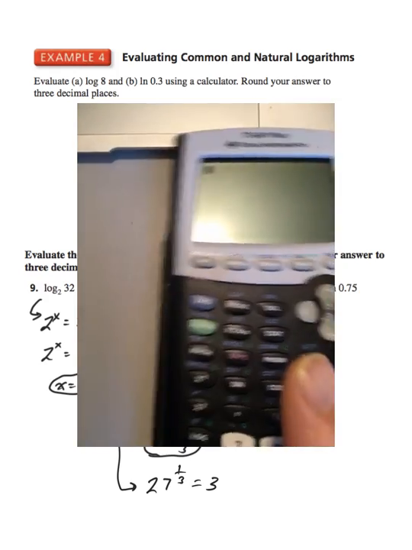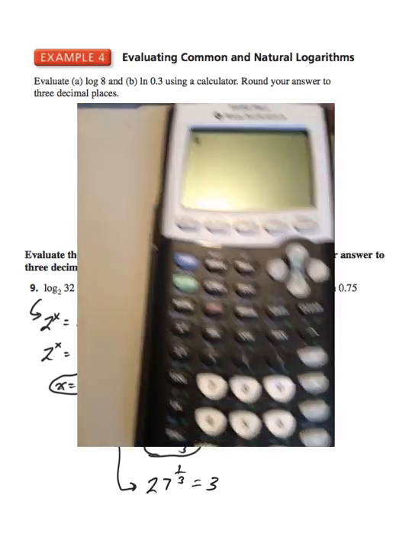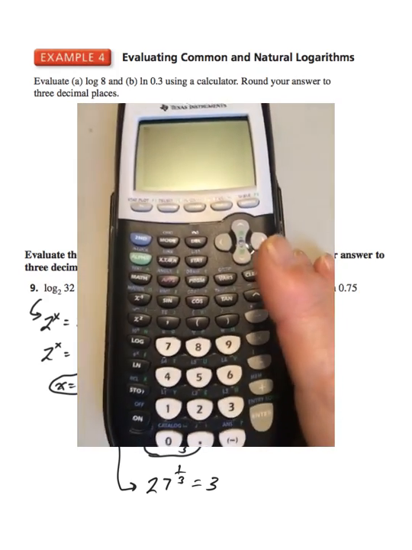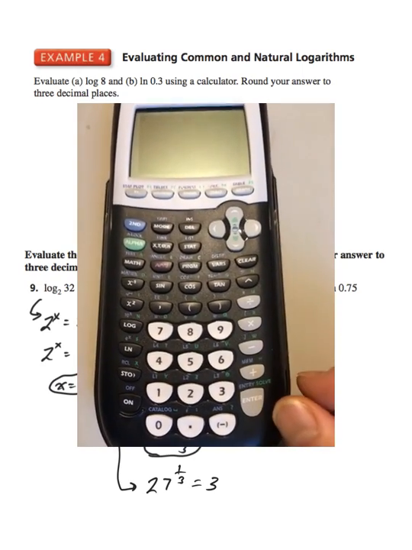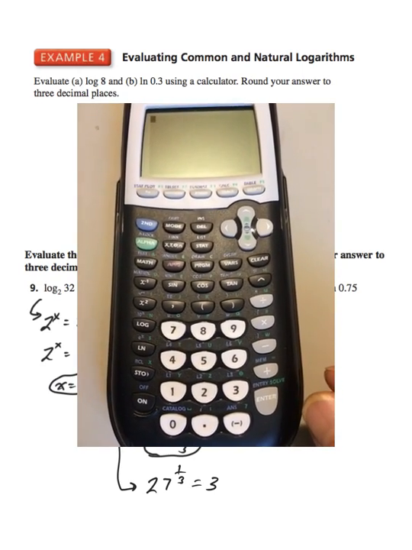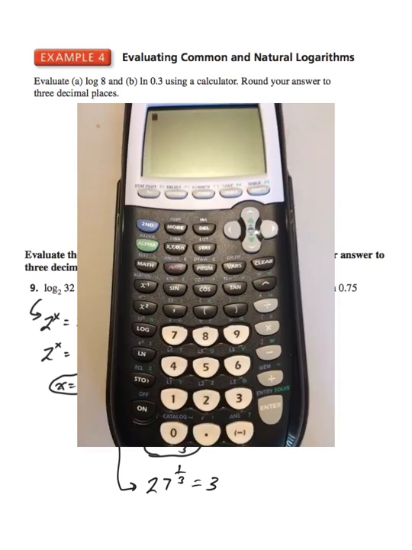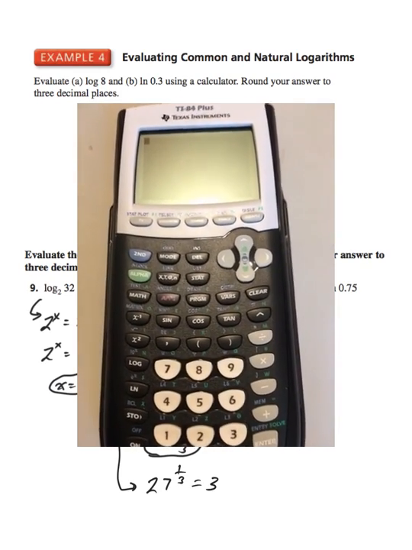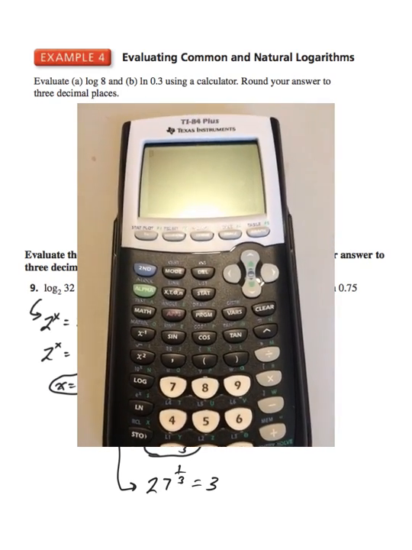Okay, so here's my calculator. You will need to find your calculator, so if you need to, go ahead and pause until you can find that. So let's go ahead and look at the first one, log of 8.